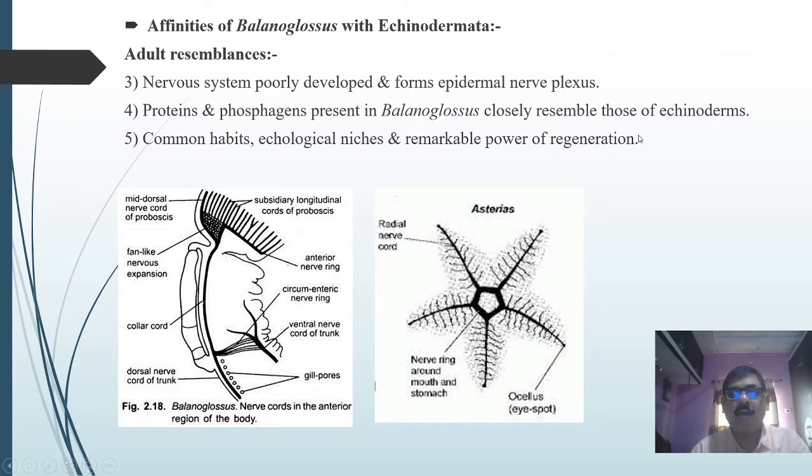Then biochemically, if you observe the proteins and the phosphagens present in Balanoglossus, they closely resemble those of echinoderms. That means the proteins and phosphagens present in Balanoglossus are chemically similar to those found in echinoderms.